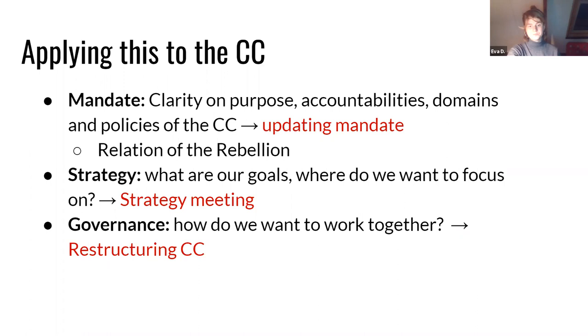Then governance: how do we want to work together? This is really a lot about self-organizing systems. What kind of roles do we need? What kind of circles do we need? How often do we want to meet? All these kinds of things. And it also comes back in the restructuring of the CC.